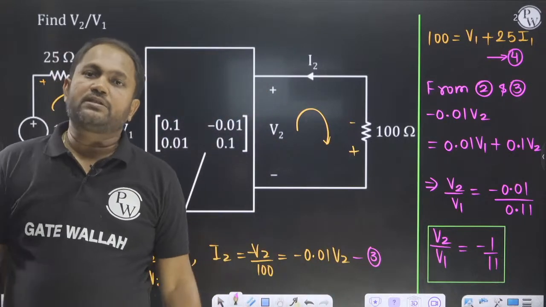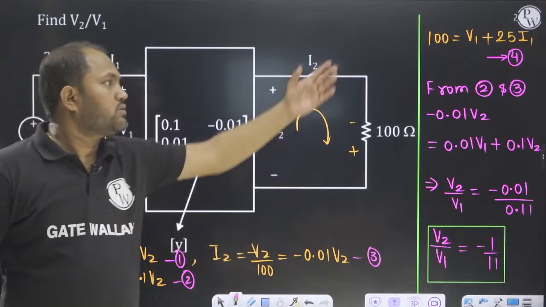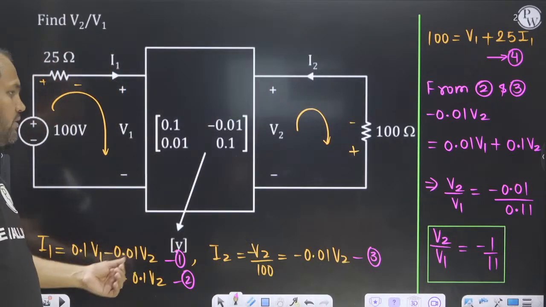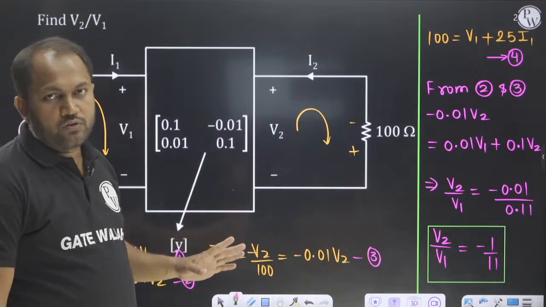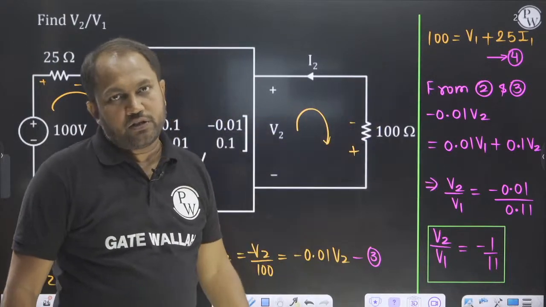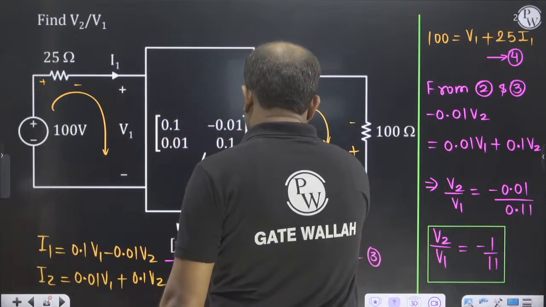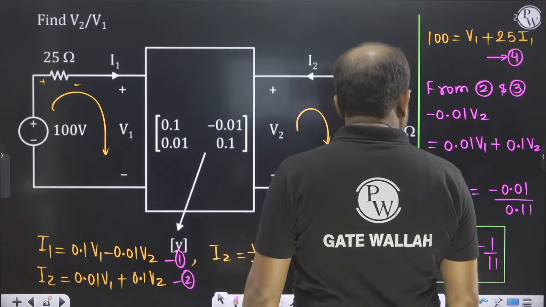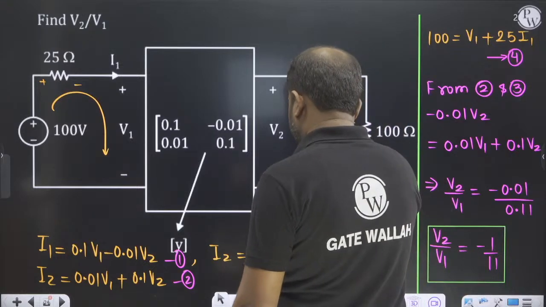So in many ways, with 4 equations and 4 unknowns, you can find out the values. Here the 4 unknowns are I1, I2, V1, V2, and there are 4 equations. So you can easily find out the value of everything.